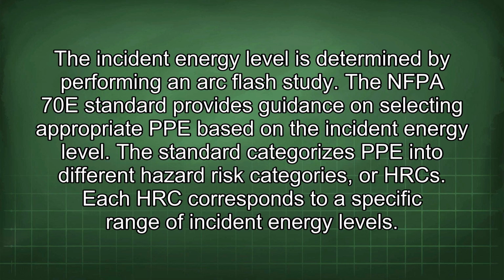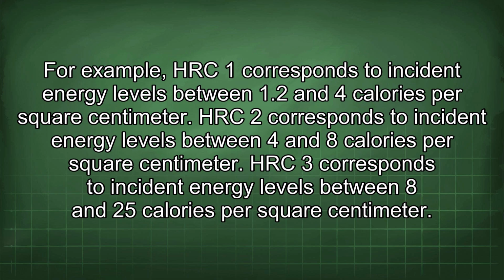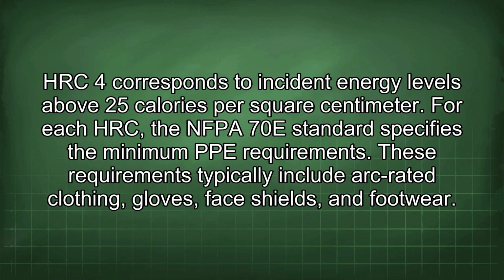Each HRC corresponds to a specific range of incident energy levels. For example, HRC 1 corresponds to incident energy levels between 1.2 and 4 calories per square centimeter. HRC 2 corresponds to incident energy levels between 4 and 8 calories per square centimeter. HRC 3 corresponds to incident energy levels between 8 and 25 calories per square centimeter. HRC 4 corresponds to incident energy levels above 25 calories per square centimeter.